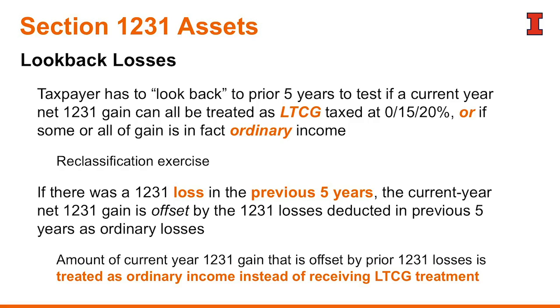So if there was a Section 1231 loss in the previous 5 years, the current year net 1231 gain will be offset by the 1231 losses that were deducted in the previous 5 years as ordinary losses. So the amount of current year 1231 gain that is offset by prior year's 1231 losses is treated as ordinary income instead of receiving long-term capital gains treatment.